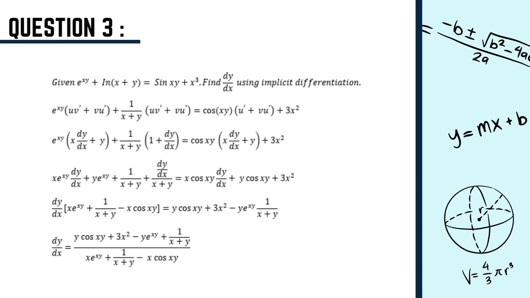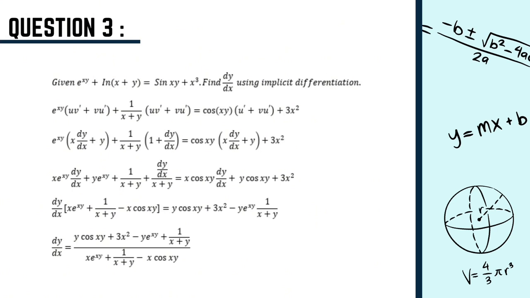The derivative of sine of x times y is cosine of x times y multiplied by the derivative of x times y. Again, using the product rule, this becomes x times the derivative of y with respect to x plus y. The derivative of x cubed is 3x squared.